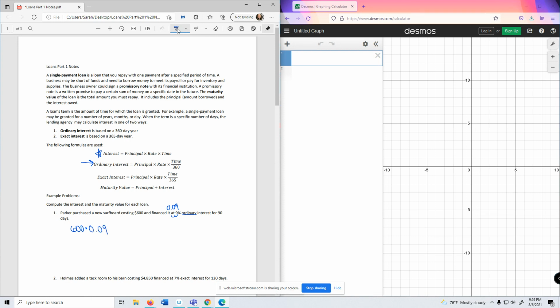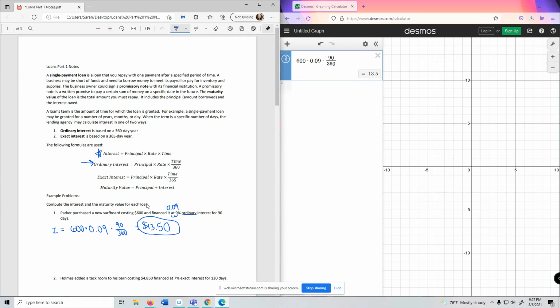And then our time, since we are dealing with partial years here, is going to be our number of days over 360. So 90 days is going to be 90 divided by 360 since we are dealing with ordinary interest. As usual, we use Desmos for our calculations. And to do that fraction, you do 90, then your division key, and then 360. And we get 13.5. 13.5 is the same as $13.50. So that takes care of part of the question.